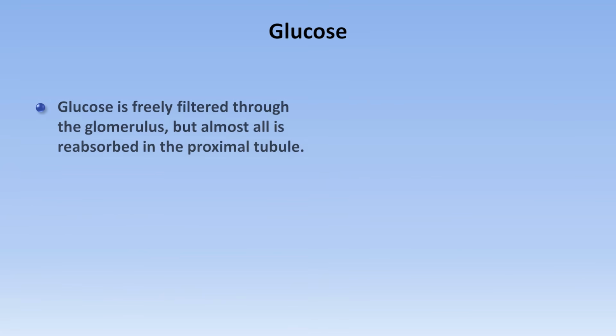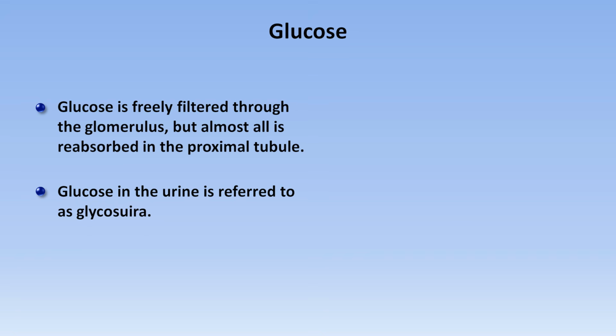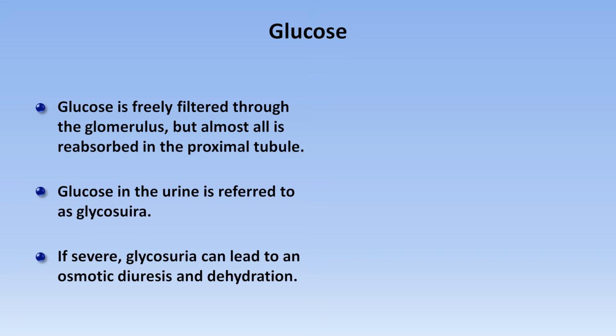Glucose. It's freely filtered through the glomerulus, but almost all of it is reabsorbed in the proximal tubule. As already mentioned, glucose in the urine is referred to as glycosuria. If severe, glycosuria can lead to an osmotic diuresis and subsequent dehydration.